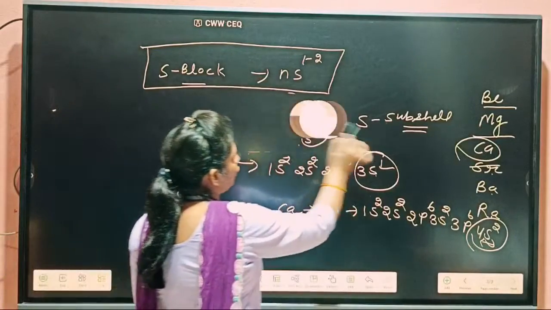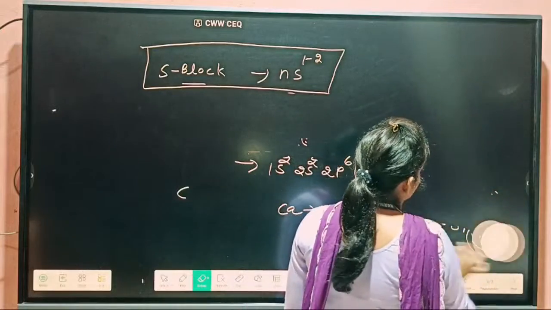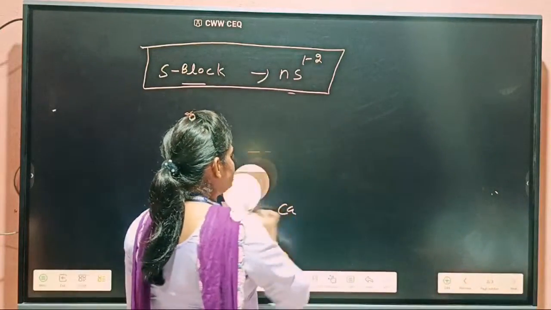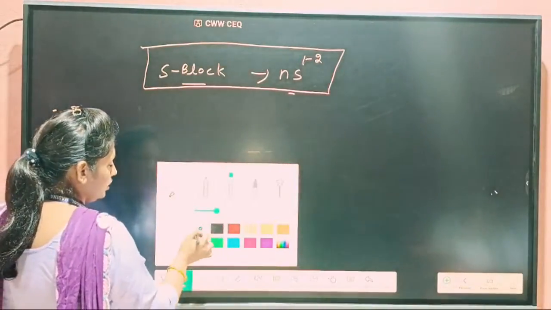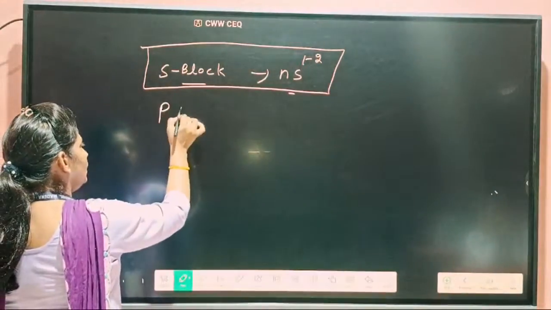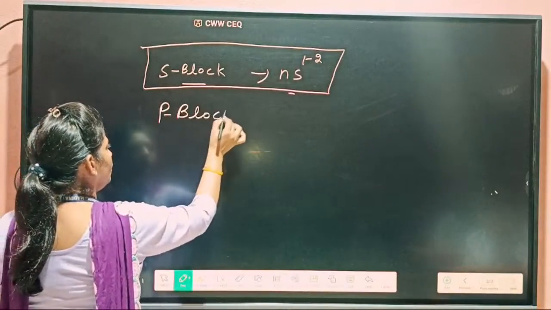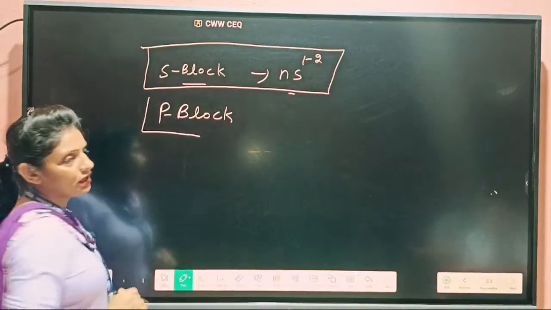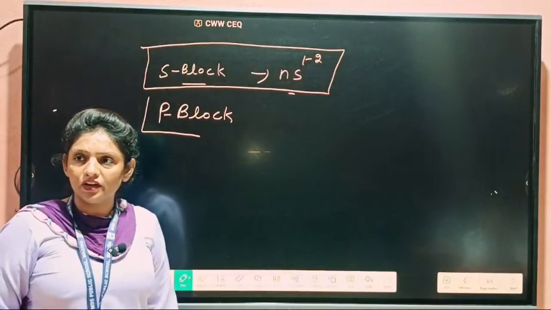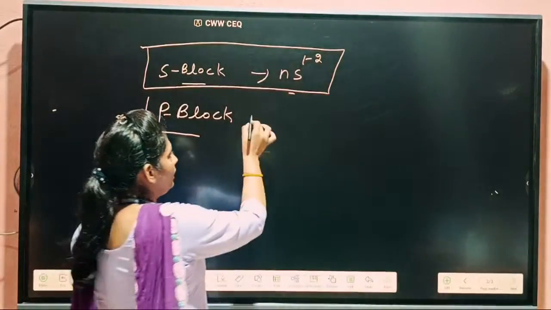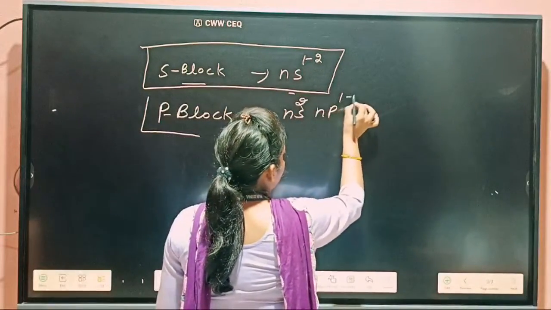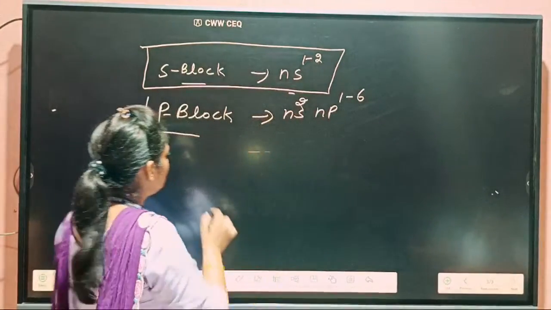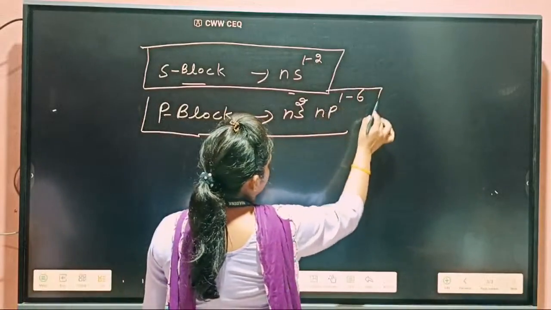Then students, if I talk about the p block, it is known as p block because here the outermost electron lies in the p orbital. What will be the general configuration for p block? It will be ns2 np1 to 6. This will be the general configuration for that.